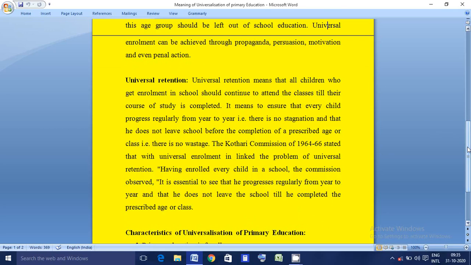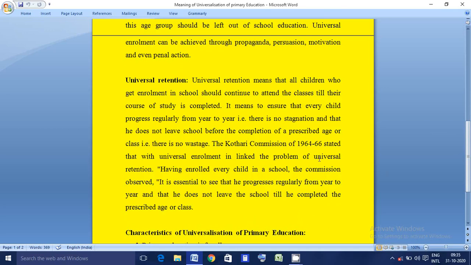The Kothari Commission of 1964-65 stated that universal enrollment is linked with the problem of universal retention. Having enrolled every child in a school, the Commission observed it is essential to see that he progresses regularly from year to year and that he does not leave the school till he completes the prescribed age or class. So between 6 to 14 years, the students must stay in the school. They can't leave the school without a proper reason. Students need to stay in the educational institution; that is universalization.